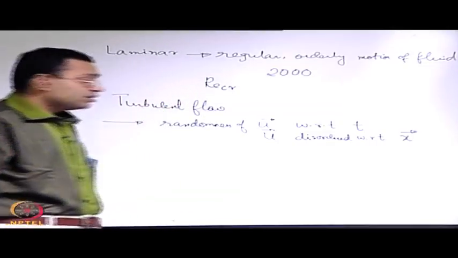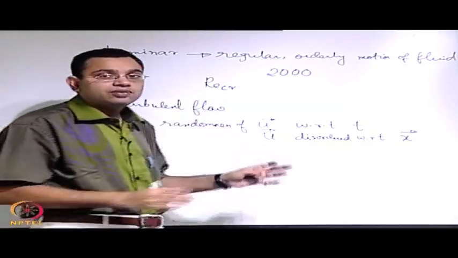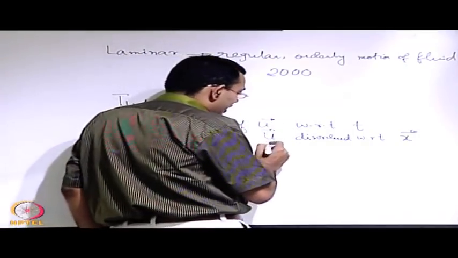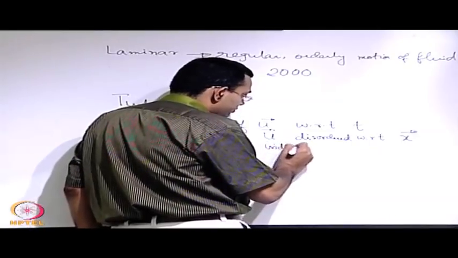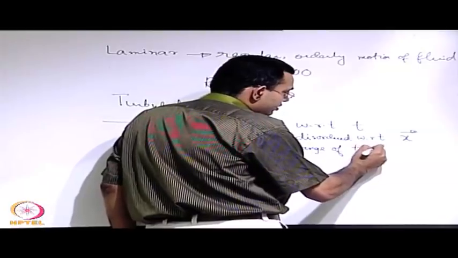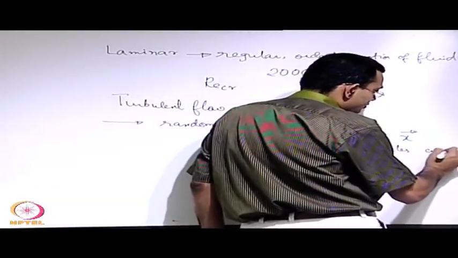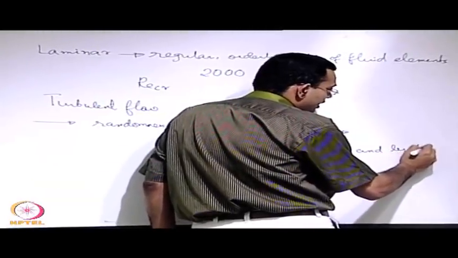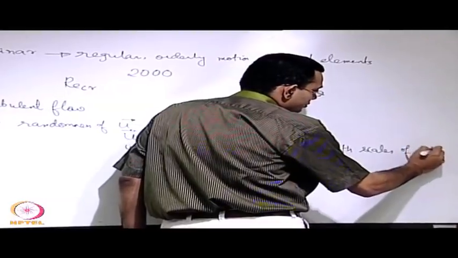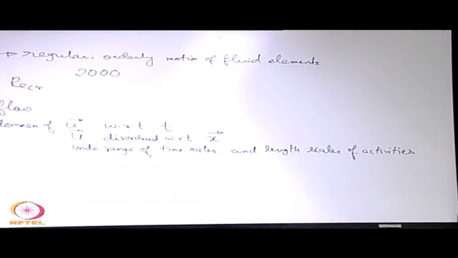And the other important characteristic, which we will come to subsequently when we describe what is physically happening here, but we just note it down here, is that you have a wide range of time scales and length scales over which activities are going on. So, what are these activities? We will see what are these activities which are going on.